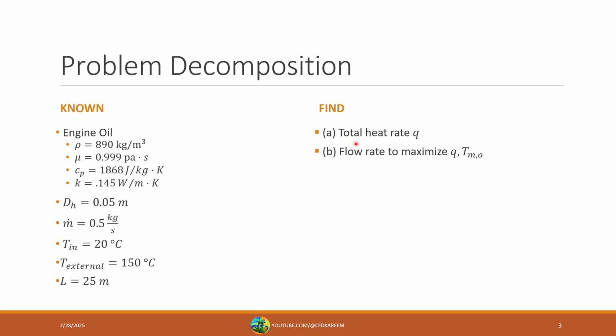And so in the first problem, we want to find the total heat rate Q as well as the outlet temperature. And then in the second problem, we need to plot Q and the outlet temperature and find where each of them is maximum.